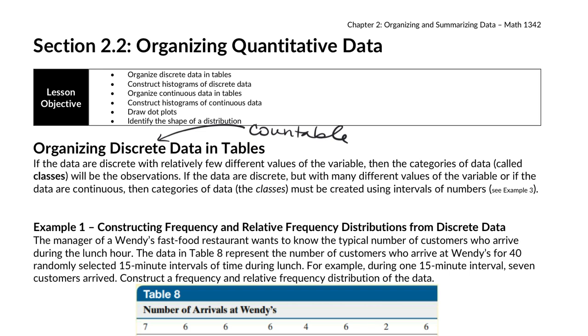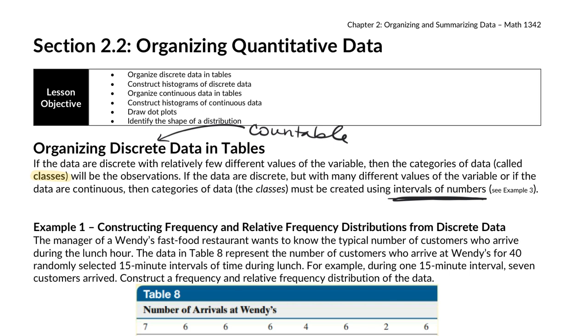If data are discrete with relatively few values of the variable, then the categories of data, which are called the classes of the data, you're going to hear that a lot, the classes will be the different observations. If the data is discrete, but we have a whole lot of different observations, then we can use intervals of numbers instead of just the actual observations themselves. We're going to see this in example 3, so don't really worry about it yet. That's for when we have lots of data and we need to make it actually manageable to see.